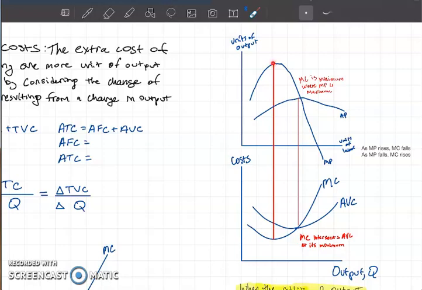But then, at a point, marginal product will begin to decrease, and associated with declining marginal product will be higher costs per unit of output. This is related both on the marginal cost curve as well as on the average cost curve. It gets more expensive to produce additional pizzas.